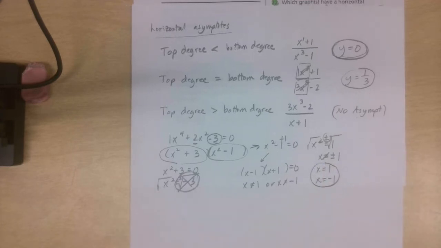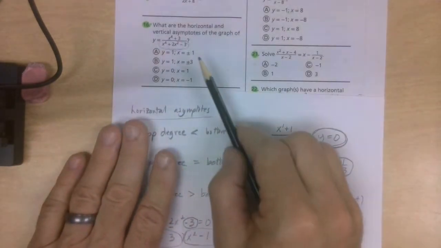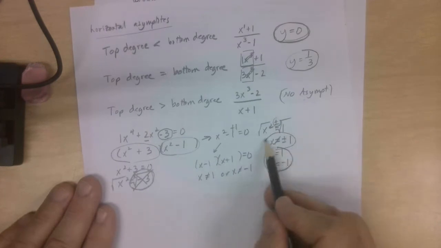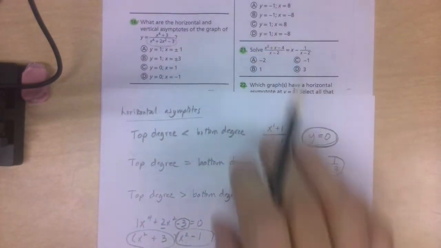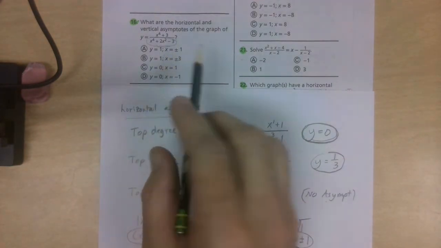Now, if you're on a multiple choice test and you know this, you could just go to your answers and see that x cannot equal plus or minus 1 is your vertical asymptote. You could play process of elimination and just go, aha, it's got to be A because that's the only one.